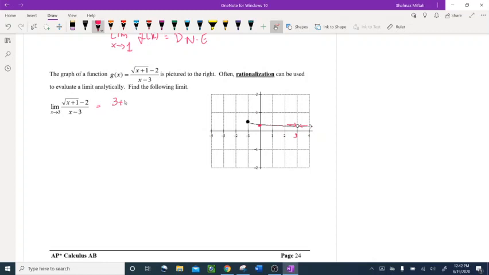So I got 3 plus 1 minus 2, these two in square roots. I got 3 minus 3. Oh, okay, I got 0 here. This is 4.